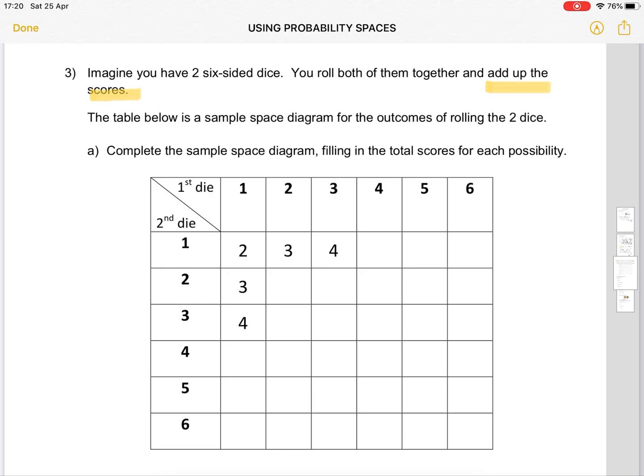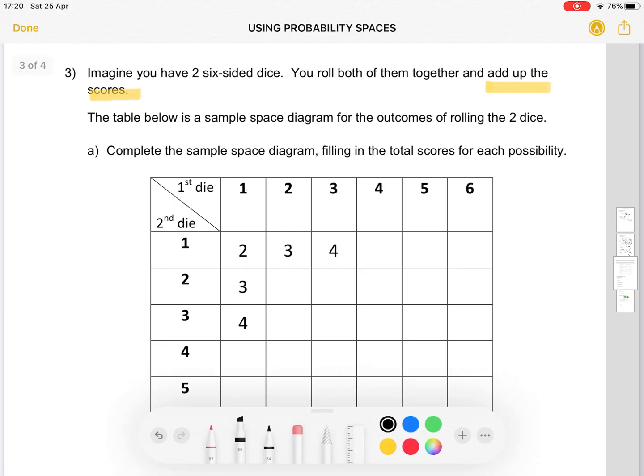The table below is a sample space diagram, a possibility space, for the outcomes of rolling the 2 dice. The first question, we have the sample space ready and we are asked to complete the sample space diagram, filling in the total scores for each possibility. So in that sense, it is a bit easier. We have the first few ready, so we need to complete them.